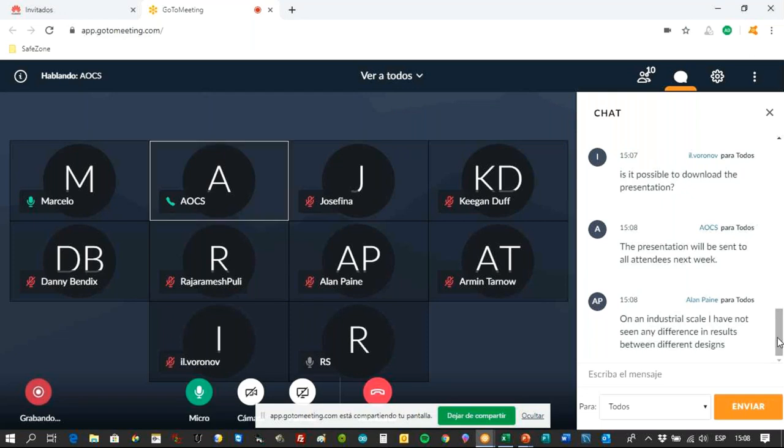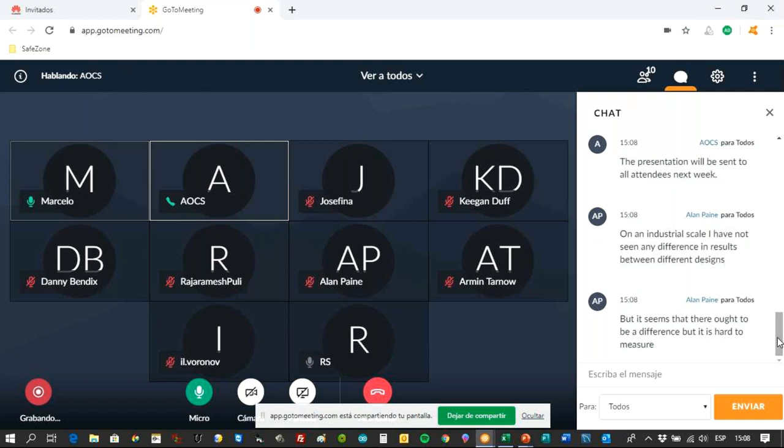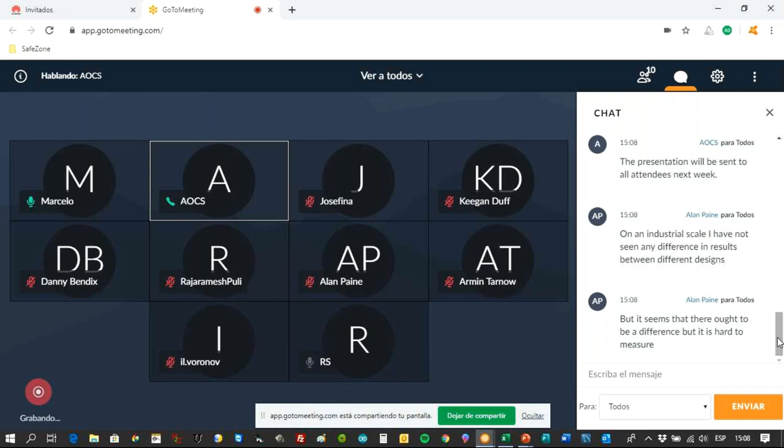Okay, it looks like there aren't any other questions. Some comments from Alan: on an industrial scale, he hasn't seen any difference in results between different designs. But it seems that there ought to be a difference, but it's hard to measure.